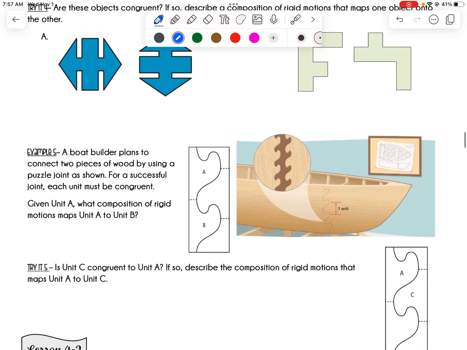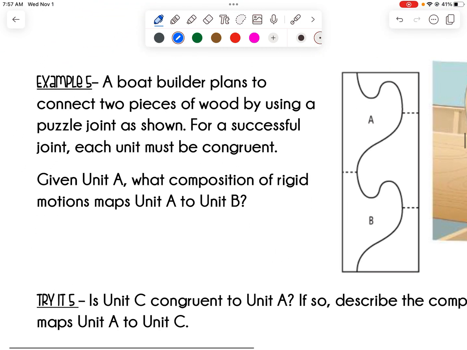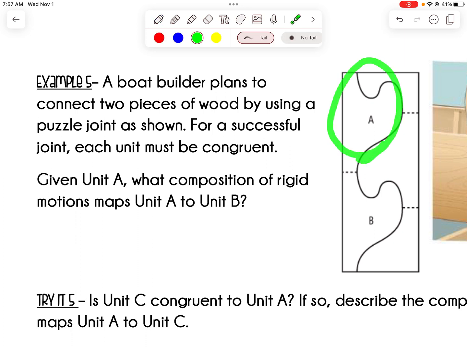All right, and we've got one last thing for you to do. Take a look at a real-world kind of situation. Now, if you like working with wood like I do, then a transformation like this is something you may want to do in order to get a good wooden joint. Take a look at A and B. How would you transform A to get it to land on B? Pretty simple thing to do, so I want you to write down your details here.